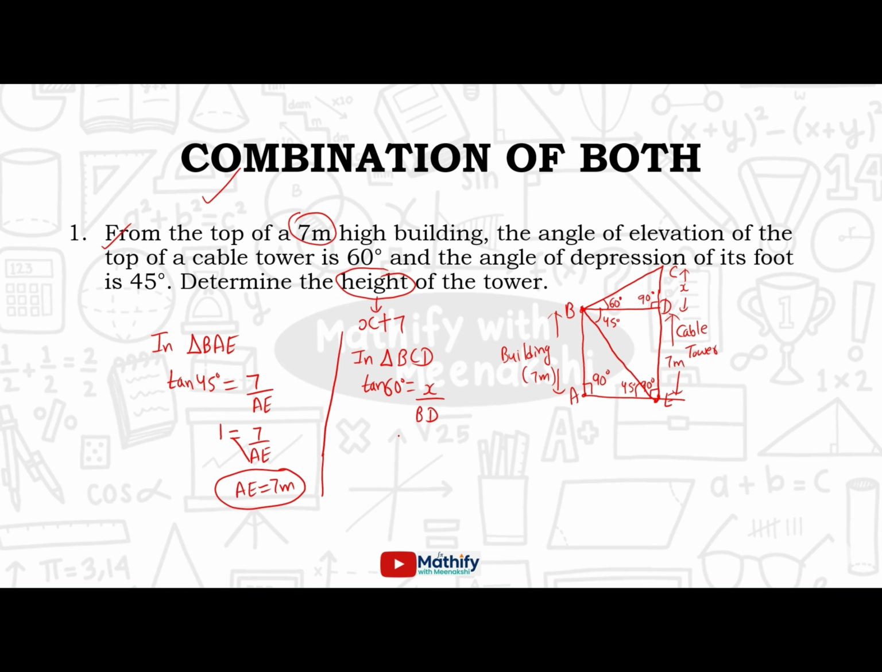You realize something, that your BD and AE are equal? Yes. So we'll put the value here. What is tan 60? It's root 3. So root 3 equals X by 7. Just do cross multiplication. So your X is 7 root 3 meter.